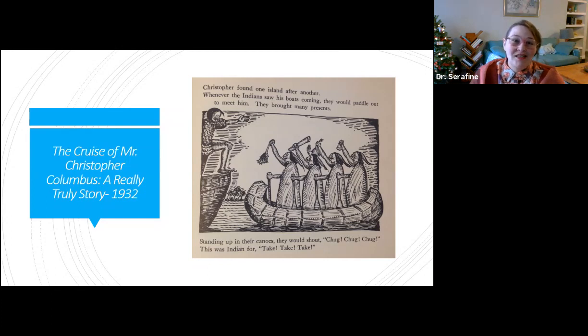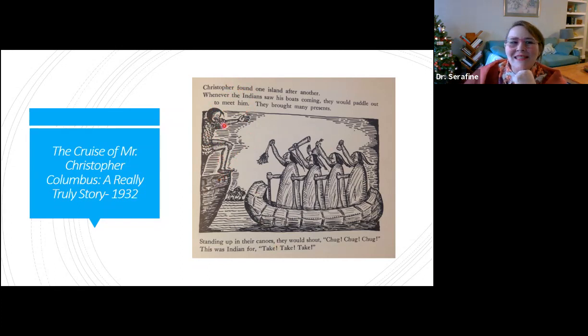What argument is this children's textbook making? Here we have Columbus, our heroic figure, arm upraised, standing on the, was that the bow? The bow of the ship.